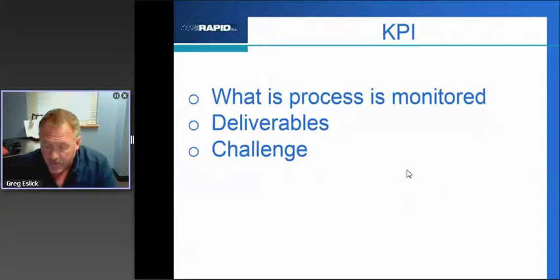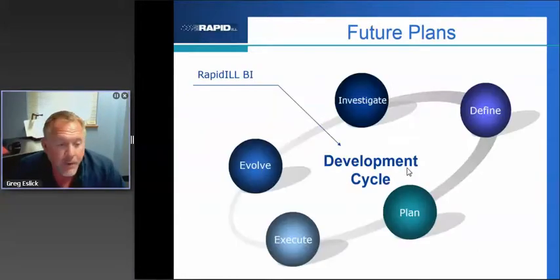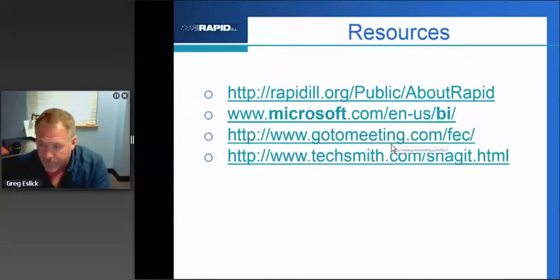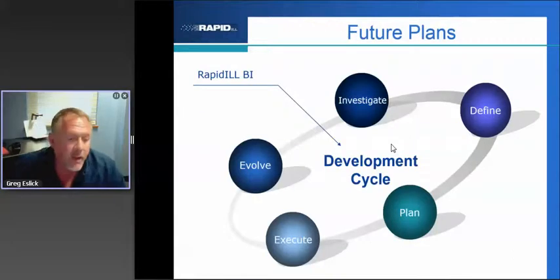Our next section is, where are we going to go with our future BI plans? We follow a cyclical development cycle. This is just a common model here where we define, plan, execute, evolve, investigate. And we follow that also with our BI model, not only our software development model. Some of the things we're doing to move forward is keep current on technologies.